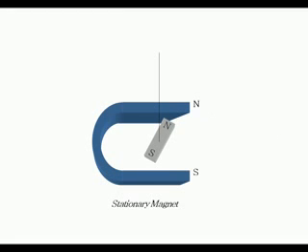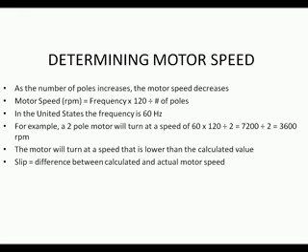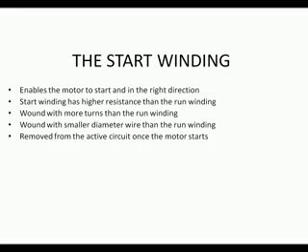Let's take a simple magnet and support it from above. We know that like poles of a magnet repel each other. So if I support that magnet from above, the magnets are going to turn around so that unlike poles face each other. Like poles repel each other. Unlike poles attract each other.